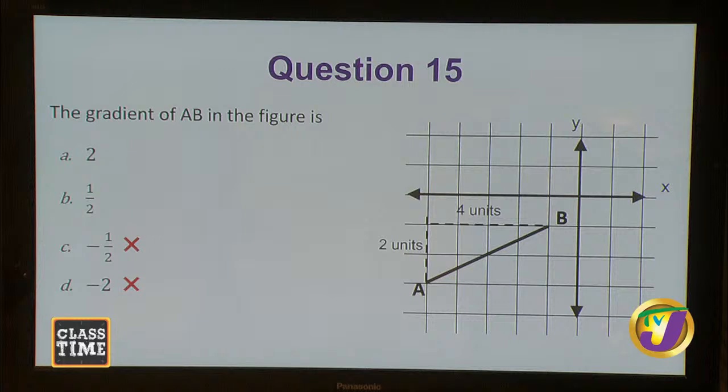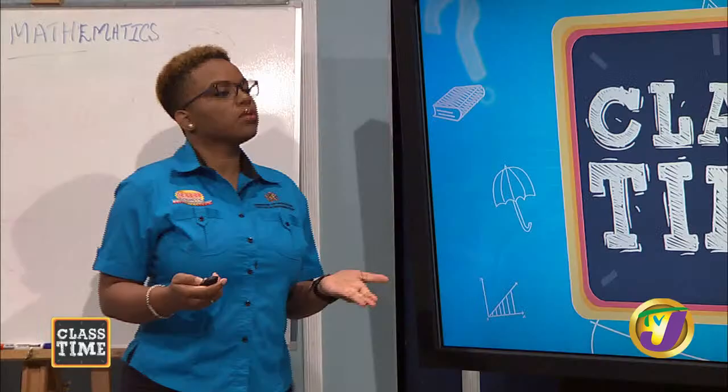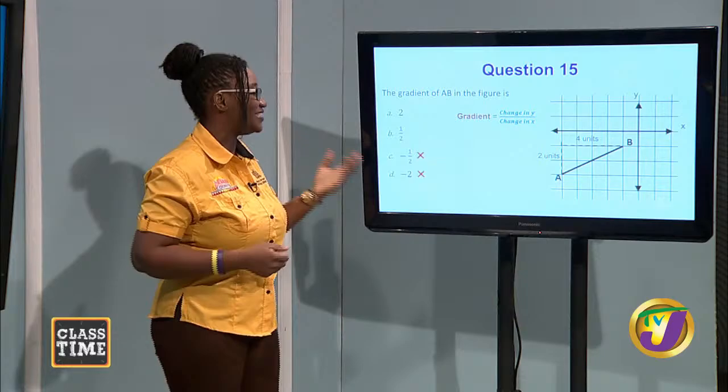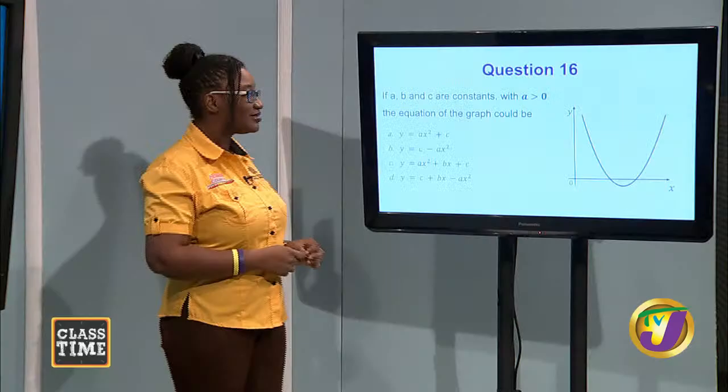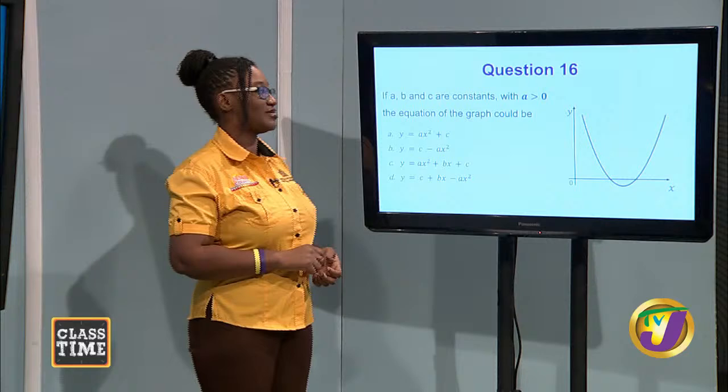Okay. All right, so it's my vertical movement divided by my horizontal movement. You might hear it as changing y divided by changing x. All right, so let's fill in the values that we obtained here, and that can be simplified to a half. All right. Awesome.